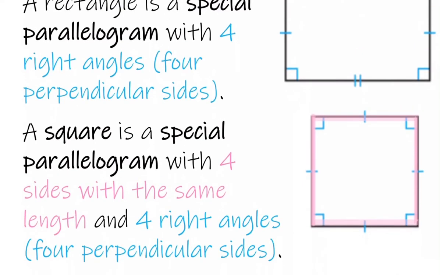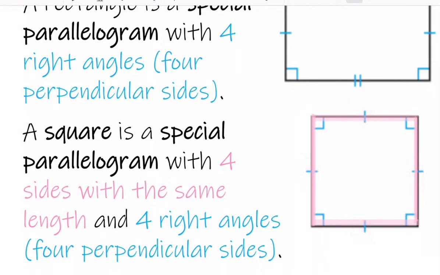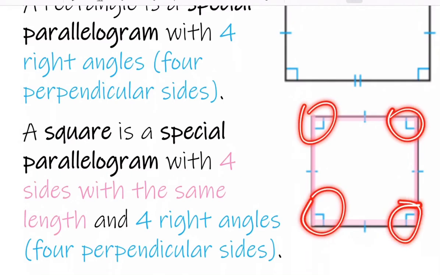Okay, and then we're going to go into a square. It's still a special parallelogram with four sides with the same length. That's where the pink lines come in. And also, guys, remember, these lines tell us it's all the same. And then four right angles right here. Four right angles.